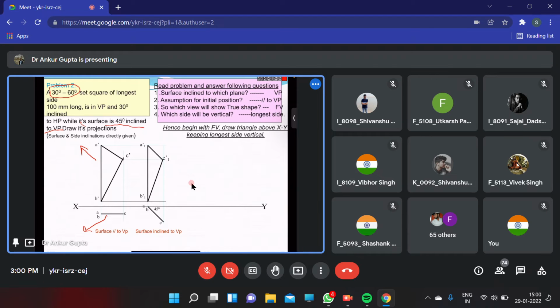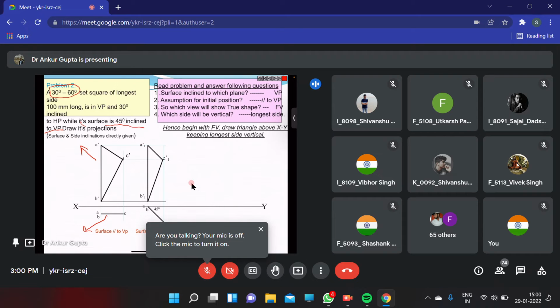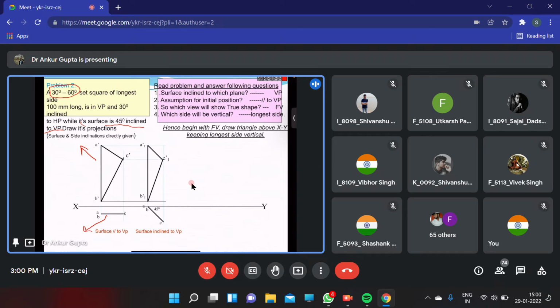अब क्या बोला है? पॉइंट ऑफ इंटरसेक्शन हमेशा प्रोजेक्टर्स में से कर लेना। अब क्या चीजें remaining बची? 30 degree to HP. While set square of longest side 100 mm long is in VP and 30 degree inclined to HP.